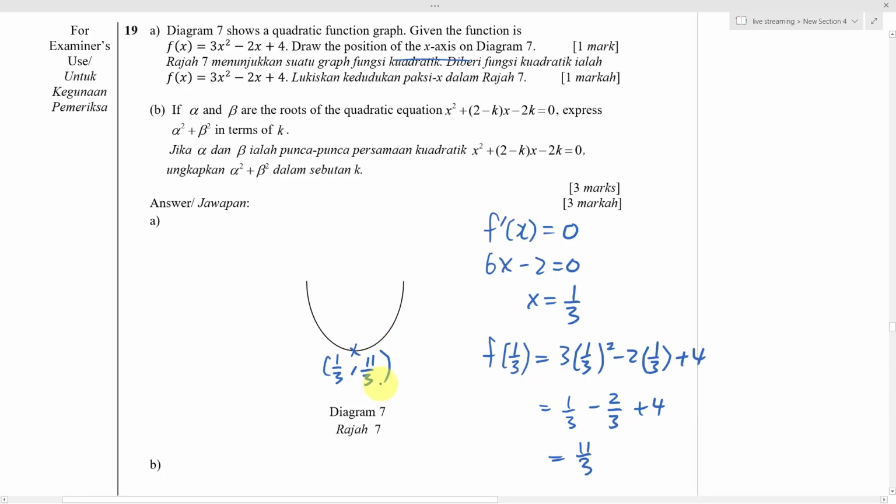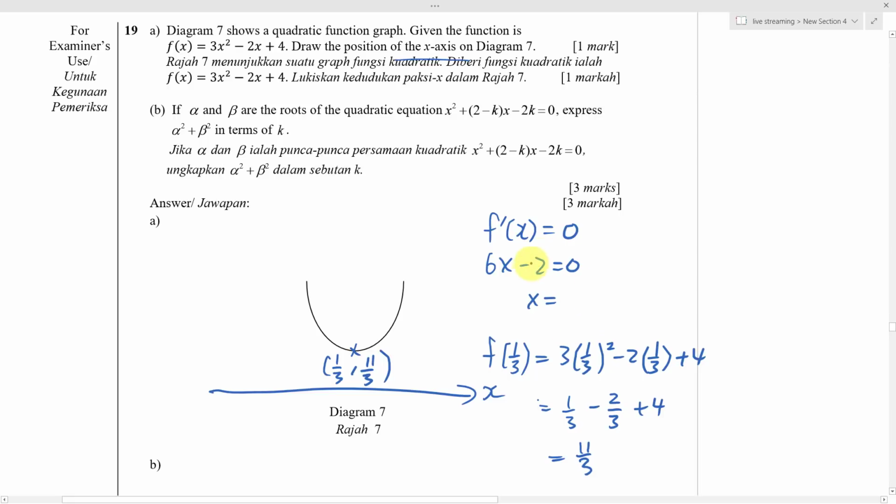So 11 over 3 is 3 point something. It's close to 4. So you should know your x-axis must be below the curve. So this one will be your x-axis. It's quite simple because you know your minimum point. Alright, so y is 1 over 3.